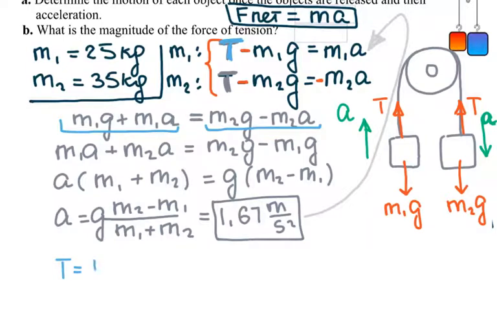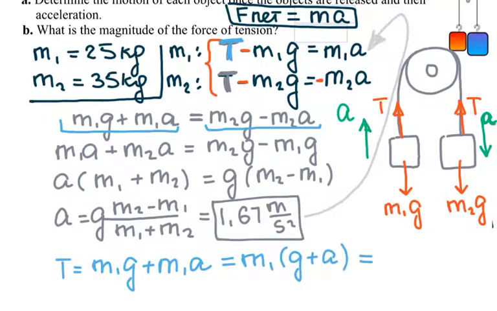So the tension is equal to m1g plus m1a. I can take mass out, m1, and g plus a. Now, if I plug in my numbers, m1 is 25, g is 10, and acceleration I just found 1.67. I get 292 newtons is the tension force in the rope.